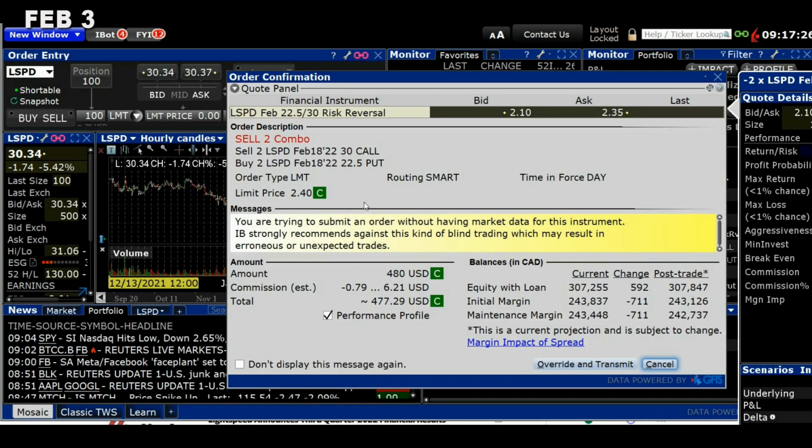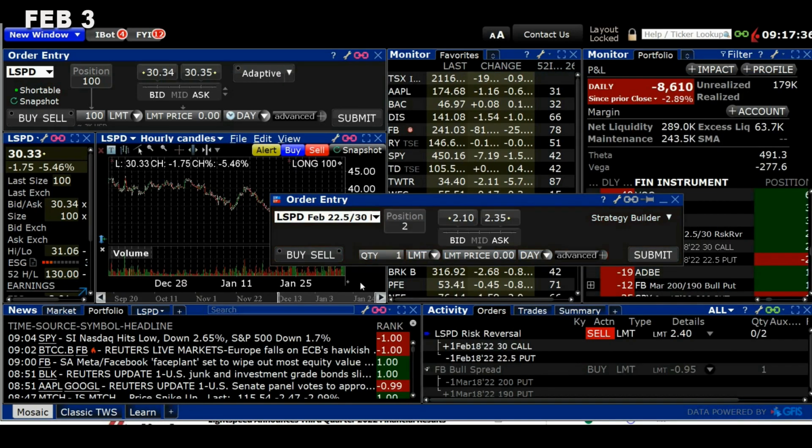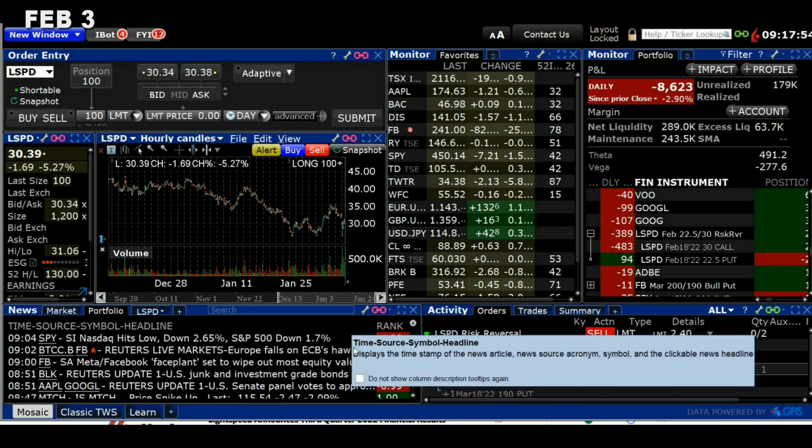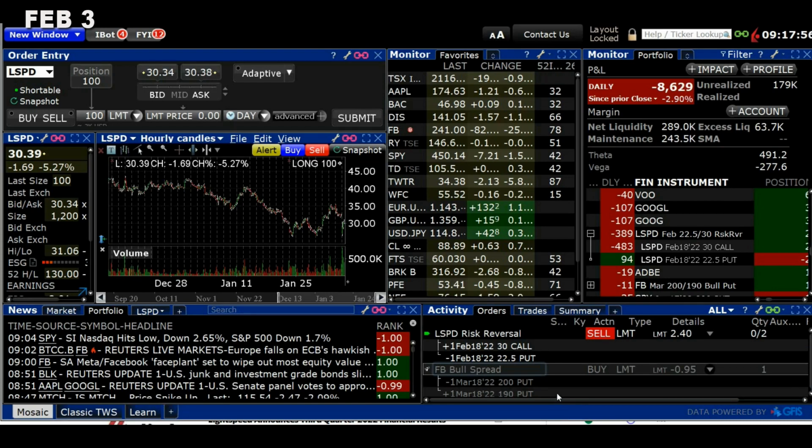So it's saying if this gets filled at the price that I want, then I will close this and make $477 after commission. So override and transmit. So that is going to add this order here. It's saying I want to sell this risk reversal with a limit price of this. You can see I did a Facebook or Meta put spread here. So this is a bull spread.